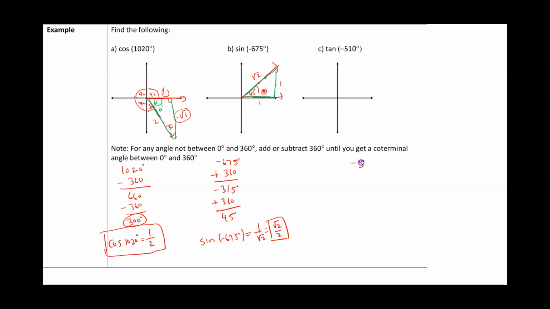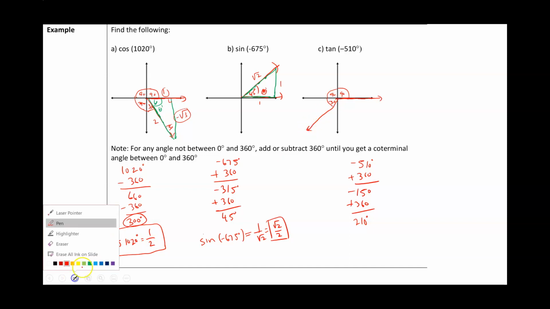Lastly, I have negative 510 degrees. So once again, I add 360 to it. So this gives me negative 150. That's not yet between 0 and 360, so I have to add 360 again. And if I do that, this will give me 210 degrees. So 210, let me sketch that. I have 90 plus 90 is 180, and 180 plus 30 is going to be 210.